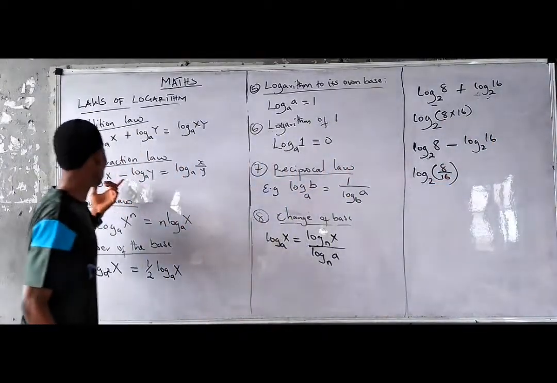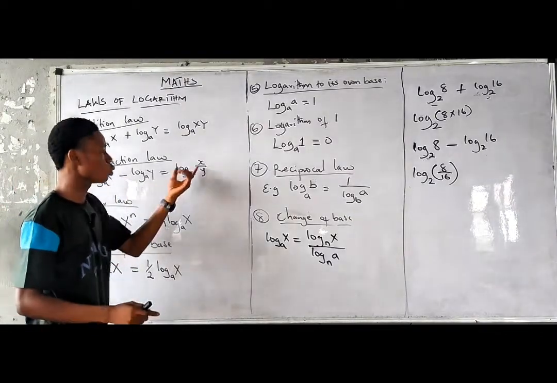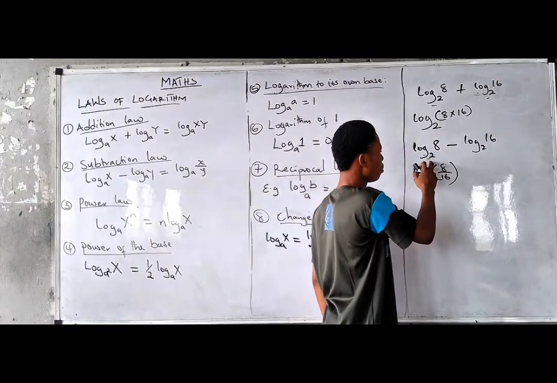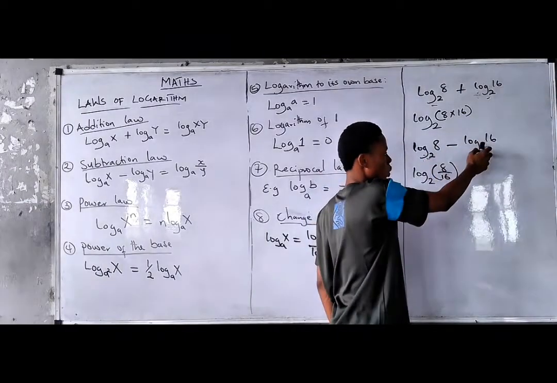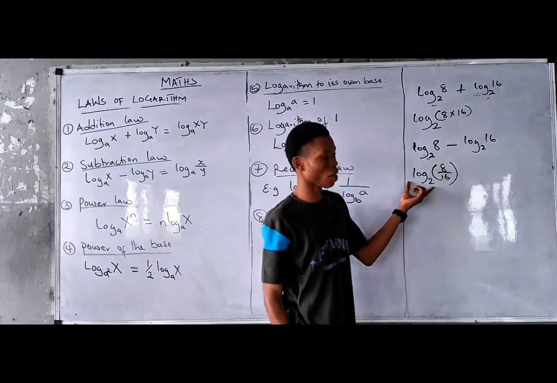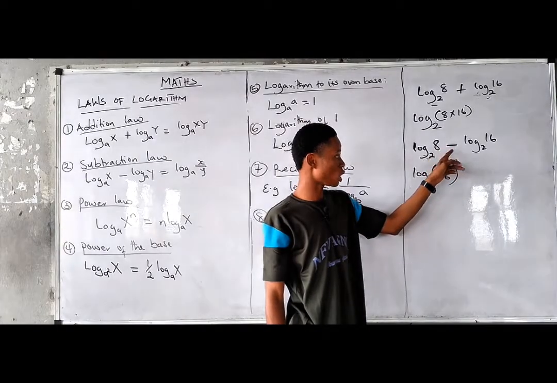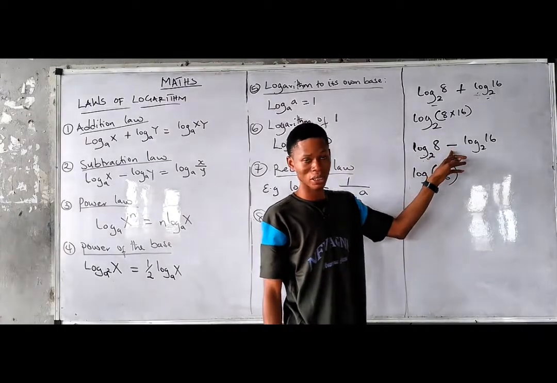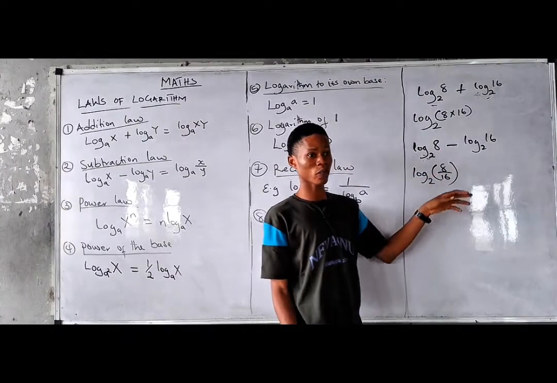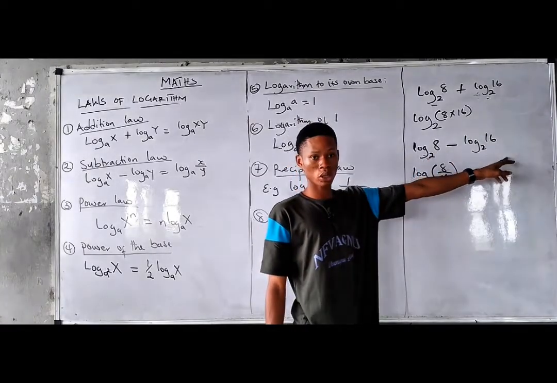For the subtraction law, if they are separated by negative, what you do is you divide. So if you have log 8 in base 2 minus log 16 in base 2, they have the same base, base 2, base 2. Take just one, log base 2 now. Since this is subtraction, you divide. So 8 over 16. Please don't make the mistake of taking this other one over this one. It's always this one over this one.